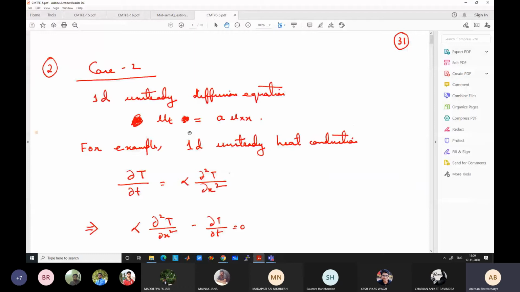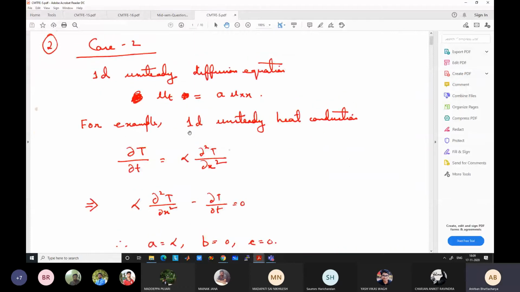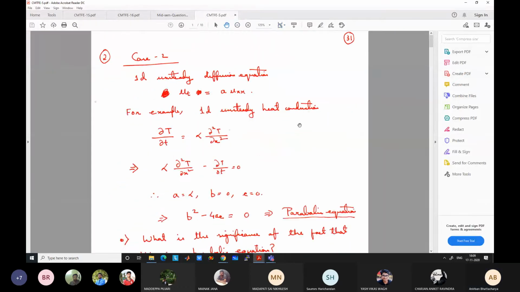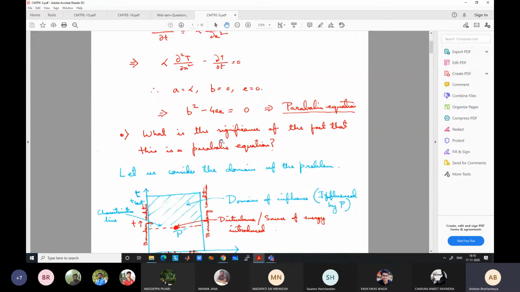One example from what we have discussed, you can give those examples or any other examples. Like for example, we have discussed 1D unsteady heat conduction, which is an example of a parabolic type of PDE. Okay, parabolic second order PDE.